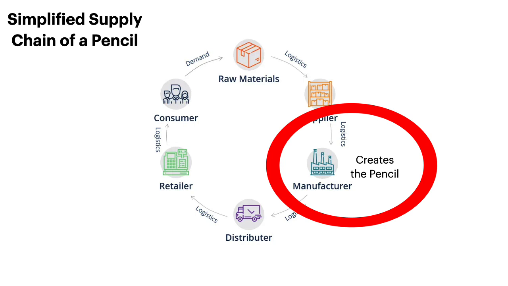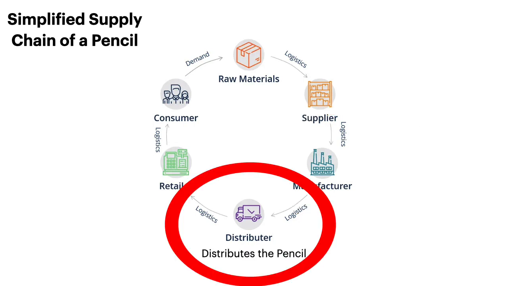And the manufacturer is actually going to create said pencil. Perhaps that is inserting the graphite into the wood, perhaps that's painting it, polishing it, putting an eraser on. They're going to create this pencil and they're going to perhaps box it up so that it can be picked up by the distributor. And what the distributor is going to do is they're actually going to distribute this pencil.